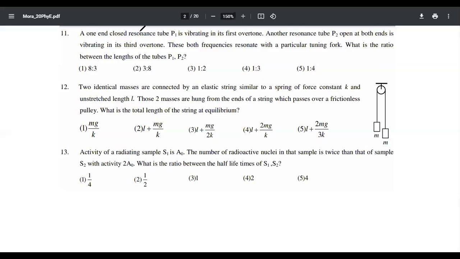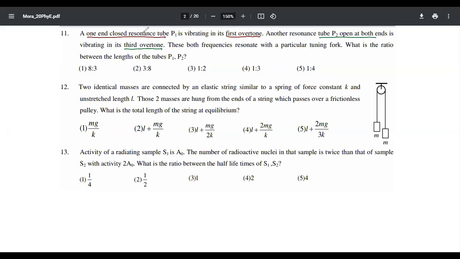One closed resonance tube P1 is vibrating in its first overtone. Another resonance tube P2, open at both ends, is vibrating in its third overtone. Both these frequencies resonate with a particular tuning fork, so the frequencies are equal. What is the ratio between the lengths of the tubes P1 and P2?